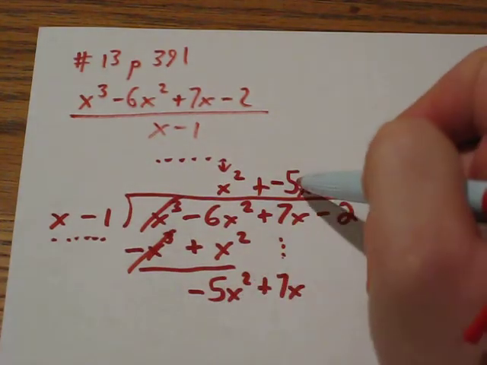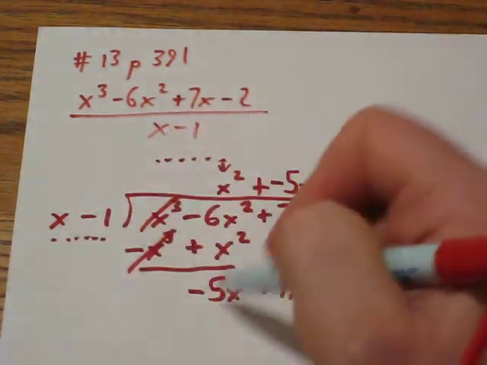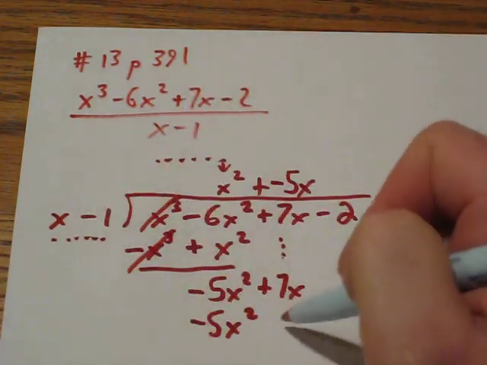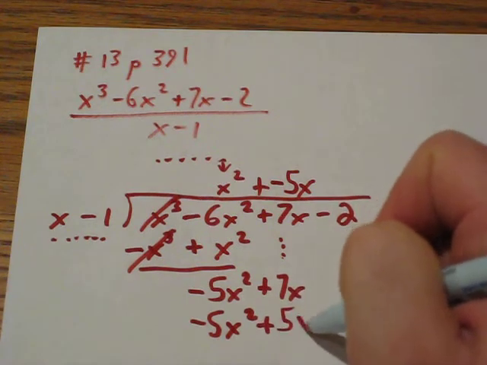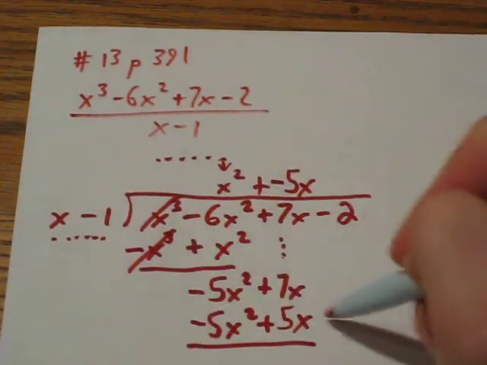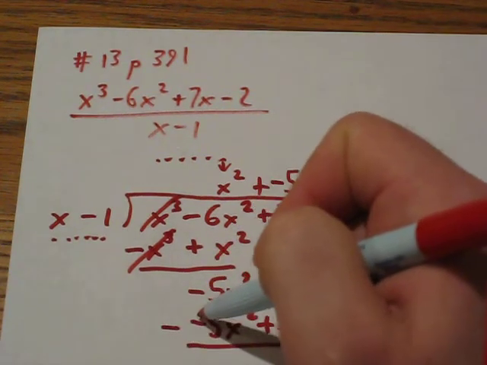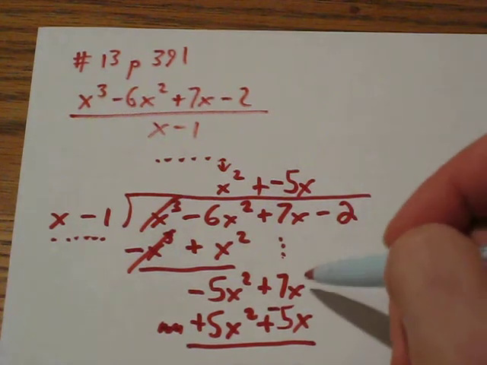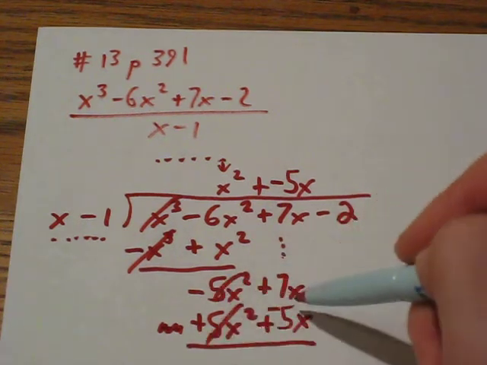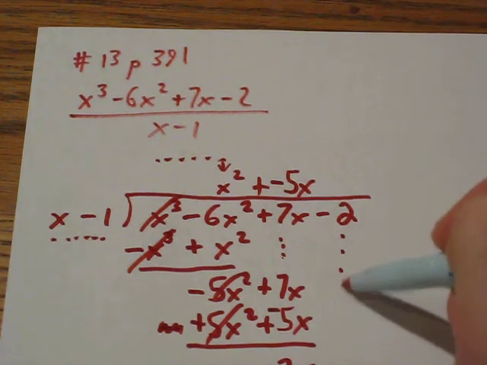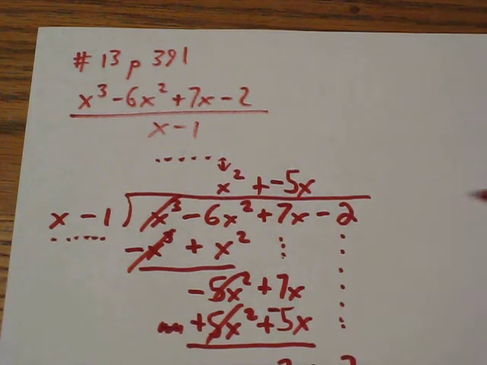So here we go. Negative 5x times x is negative 5x squared. Negative 5x times the negative 1 makes a positive 5x. Draw a line. Now what we're going to do is subtract this whole line here. So we subtract, but that turns this positive, and that will make this negative here. Good things are going to happen. These two simplify to make 0. 7x and negative 5x make positive 2x. The minus 2 drops down just like that.